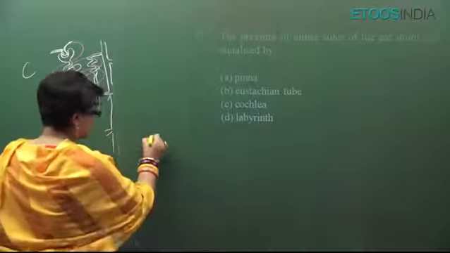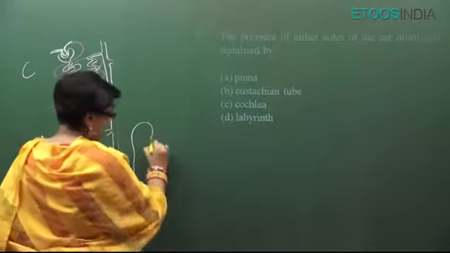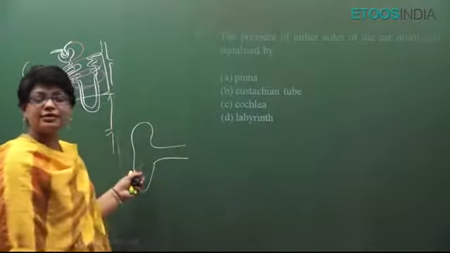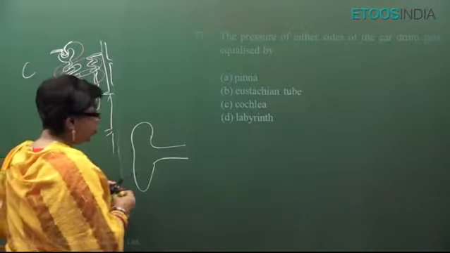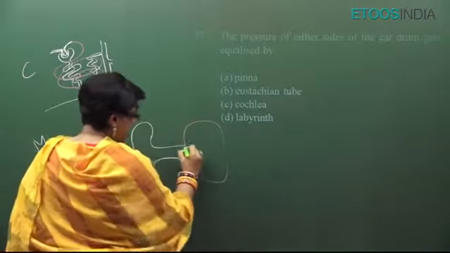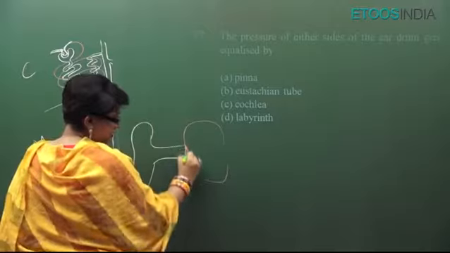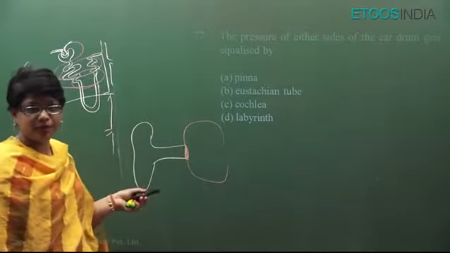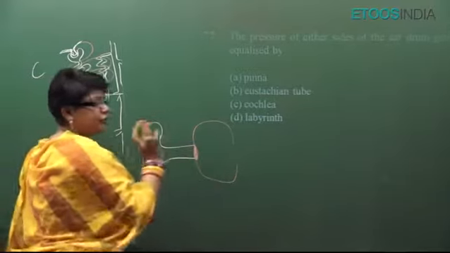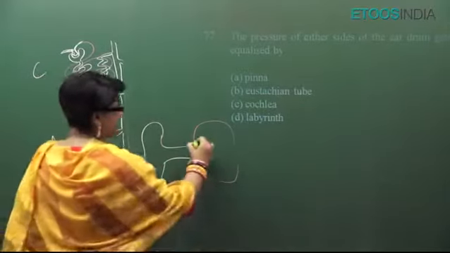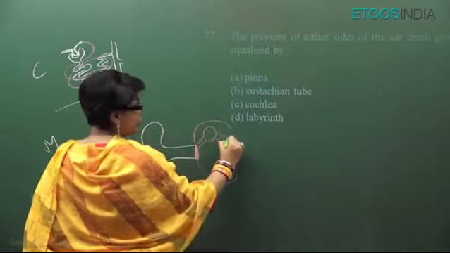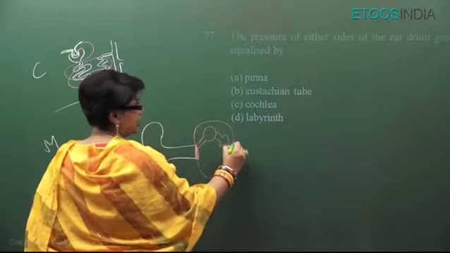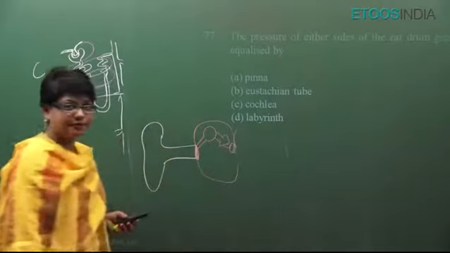The pressure on either side of eardrum gets equalized by. Now we know, suppose this is the external ear, pinna and external auditory meatus. This is external ear. Now this will be middle ear, and here there is this tympanic membrane or tympanum or eardrum, lined by skin on outside, mucous membrane on inside. And then it is connected to malleus and incus and stapes. And then internal ear starts.